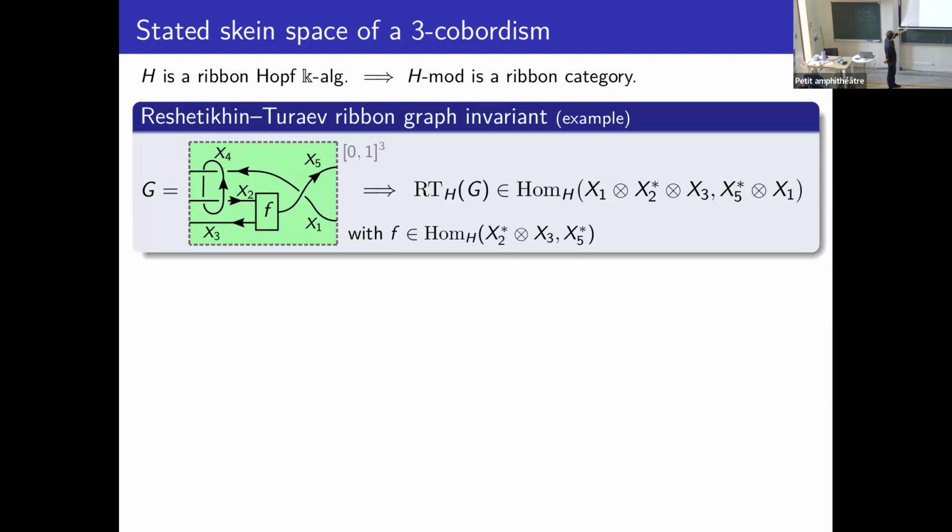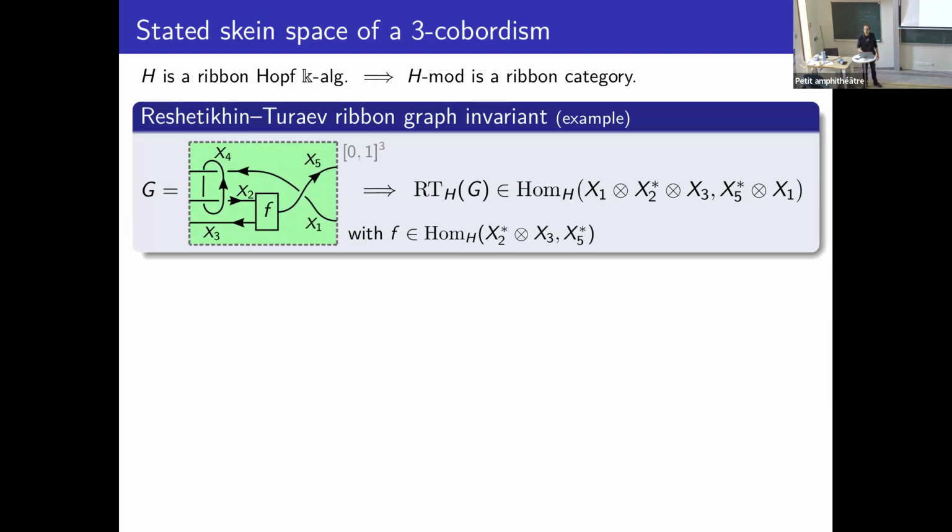You can see that on the left side, you see x1 outgoing, x2 ingoing, and x3 outgoing. So it will give you this source vector space. And on the right side, on the arrival, what you see is x5 outgoing and x1 ingoing, so it will give you this vector space. And here I have put an example with a coupon. You see a small box which is labeled by an H linear map whose source and target depend on the color of the strands.